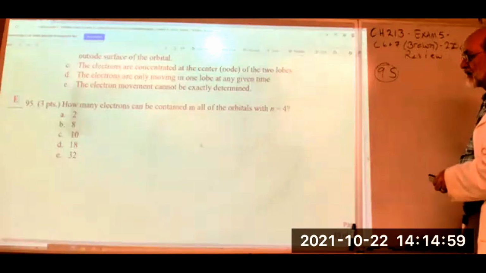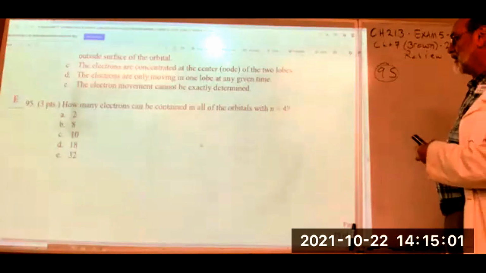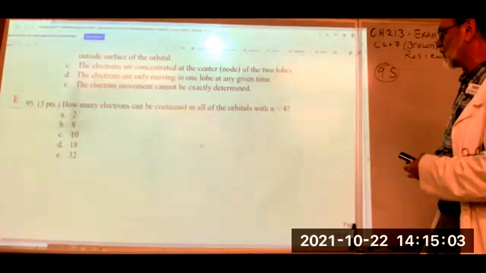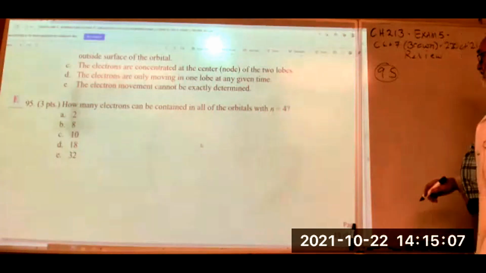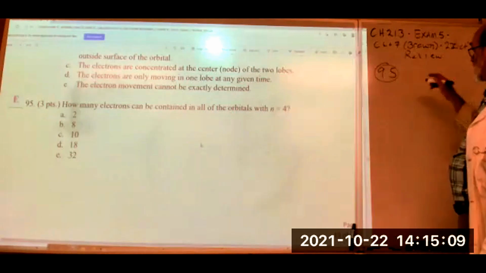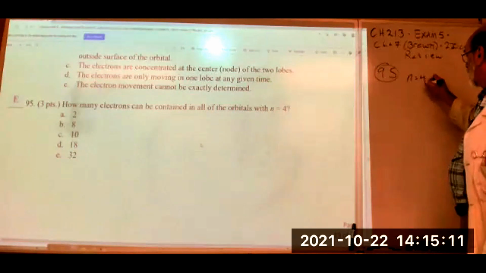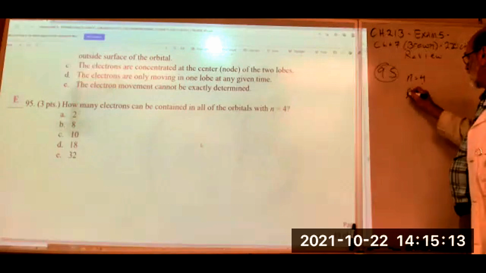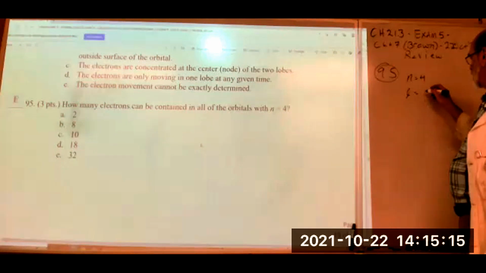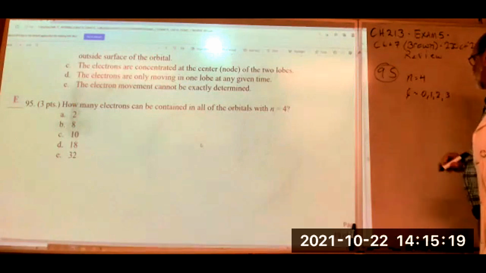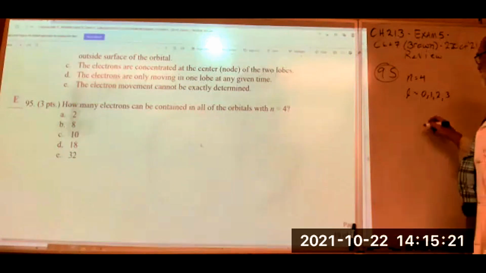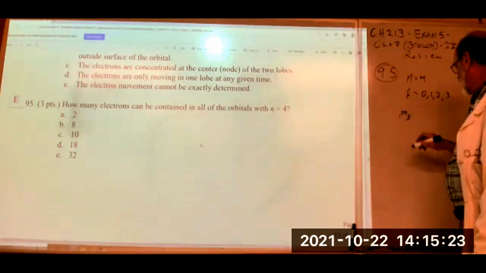How many electrons can be contained in all the orbitals with n equals 4? Okay, so let's do n equals 4. What possibilities do we have for L? 0, 1, 2, 3, correct? Okay, the m's of L.